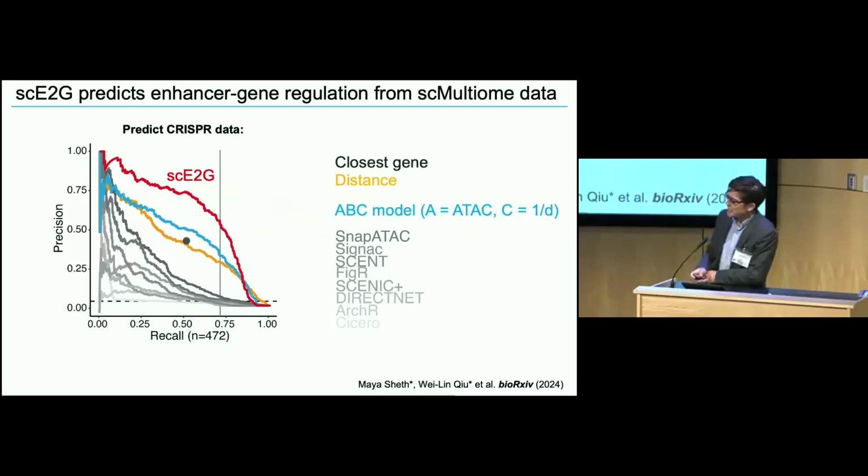So here's the performance of this model. It actually does quite a bit better than these previous approaches in cross-validation in the CRISPR data set, showing that when we combine this ABC score with other features, we can indeed boost the performance and now accurately predict the CRISPR data from a single-cell multi-omic experiment.